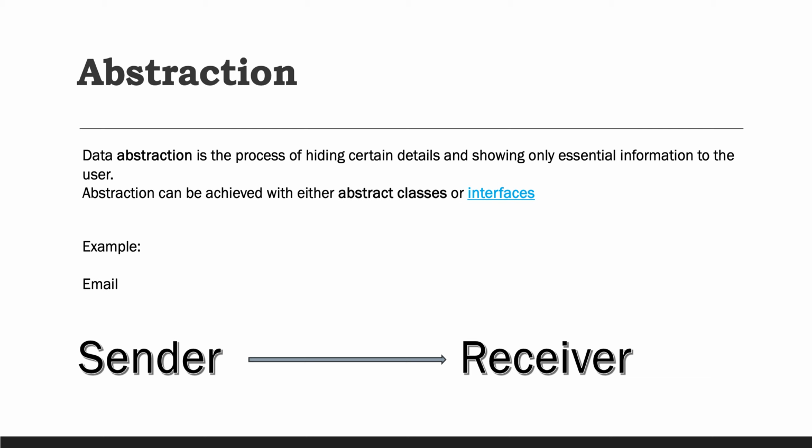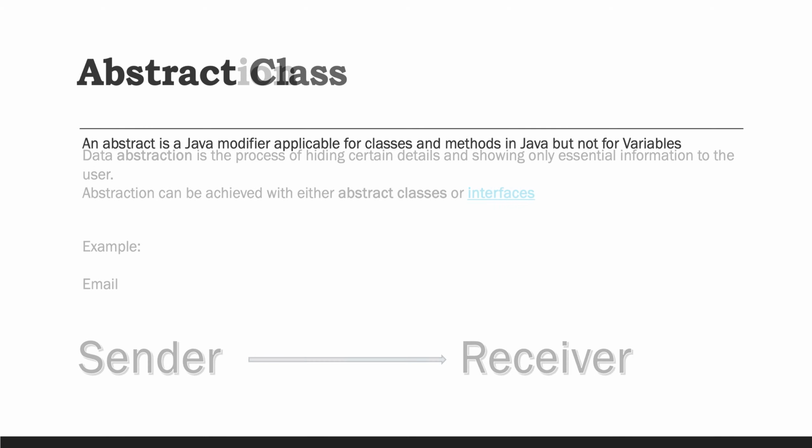But both the sender and receiver do not need to know how the message has been sent from one system to another. What the process is, what the protocols are, and all of that is not required for either of them. Similar to this, in Java, in the case of an abstract class, we only show the important information, or the important pieces of the program, that the end user needs to know. Then let's see what an abstract class is, and it will be more clear.